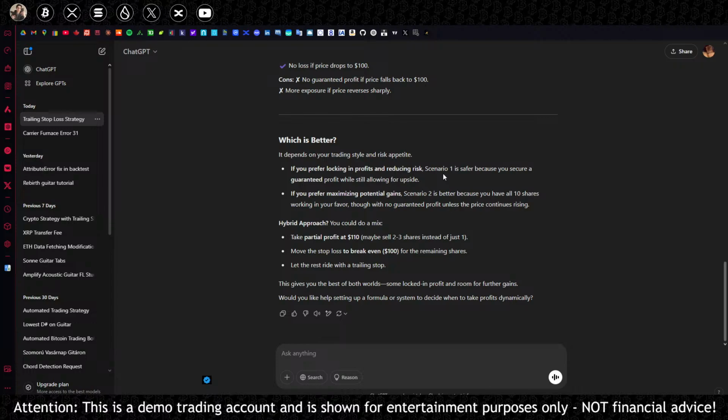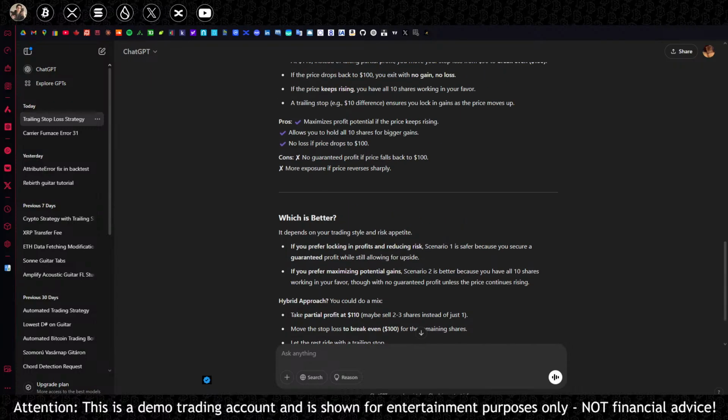Depends on the trading style and risk appetite. If you prefer locking in profits and reducing risk, scenario 1 is safer because you secure a guaranteed profit while still allowing for upside. I kind of do like that. I'm not gonna lie, I kind of do like it. It's like you're paying for insurance, but it's kind of coming in handy.